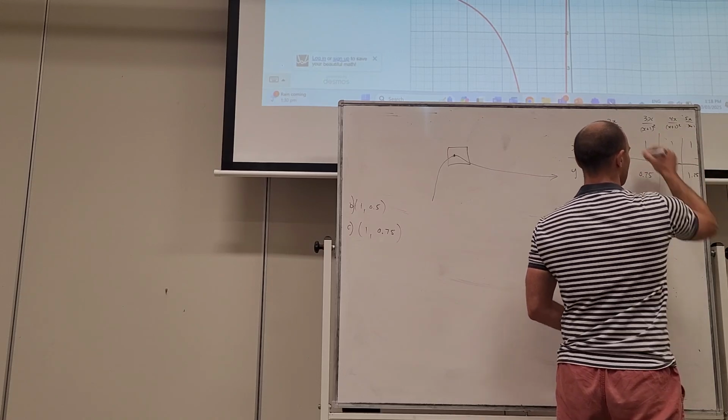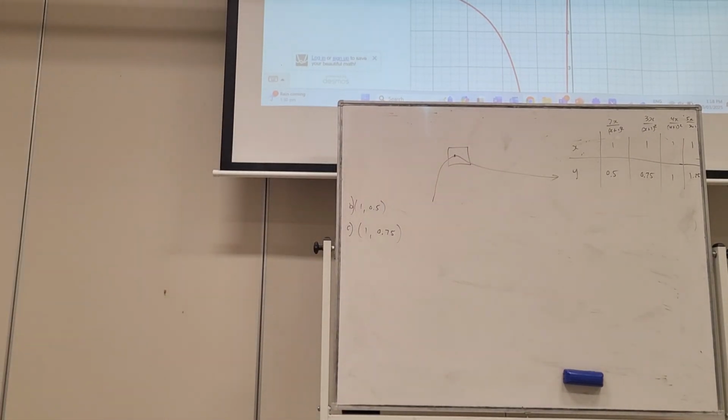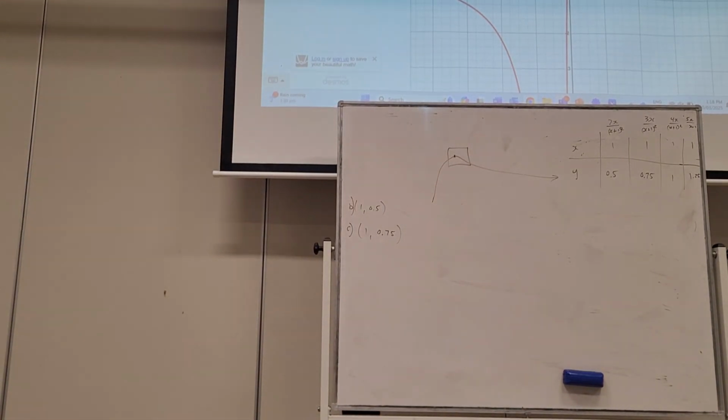All right. So another mark there, just from G solving on our calculator again. So 6 marks all up. Okay. Any questions so far?